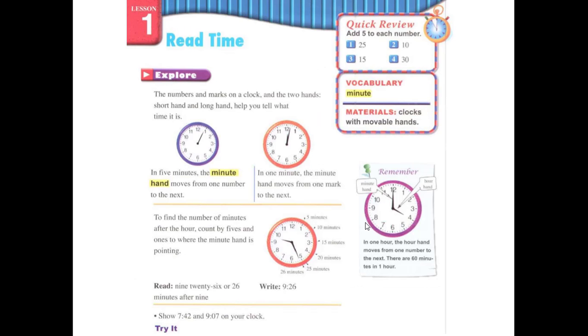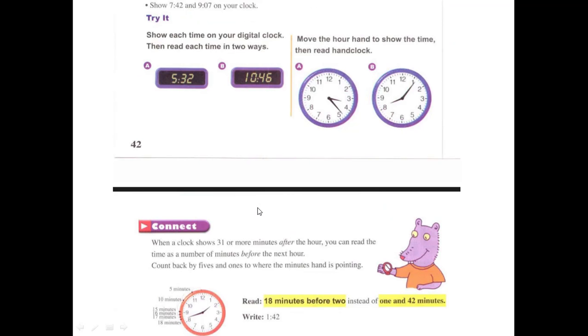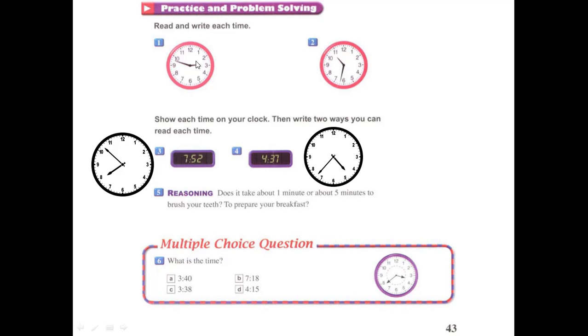Yes. Lesson 1, we have reading time. Okay. We have minute hand and hour hand. Be careful. Okay, guys. What time is it? It is very close to 3. But it is not 3. Be careful. It is 2 and how many minutes? 5, 10, 15, 20, 25, 30, 35, 40, 45, 46, 47, 48. So it is 2:48.